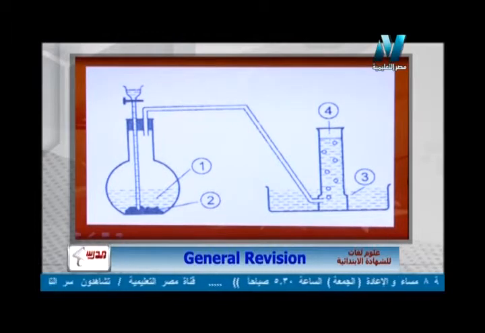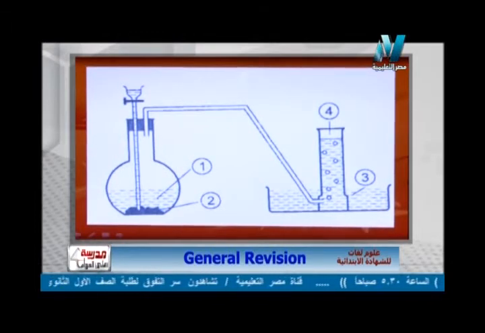What is this gas? What is the produced gas? The produced gas will be oxygen gas.